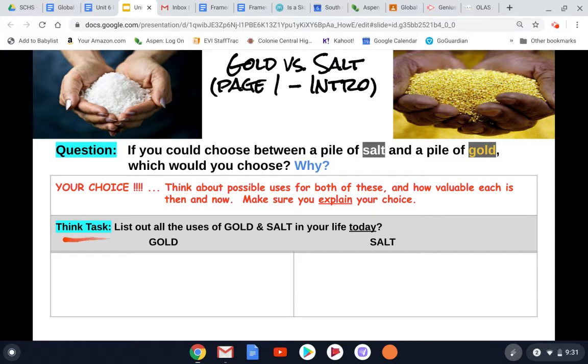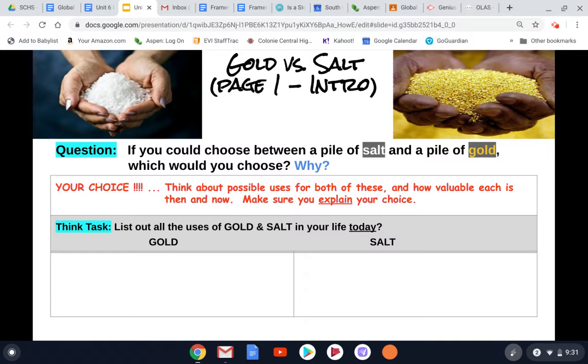Okay, so now to go along with that, just one more thinking task. List out all the uses of gold in the column to the left and salt in the column to the right. All the uses of gold and salt that you know that we have today in your life today. So as you're doing that, if you want to pause here, this would be a good moment to jot some things down. But I do want to discuss some items with you for the uses of gold and salt together. So pause here if you like and come back in just a moment.